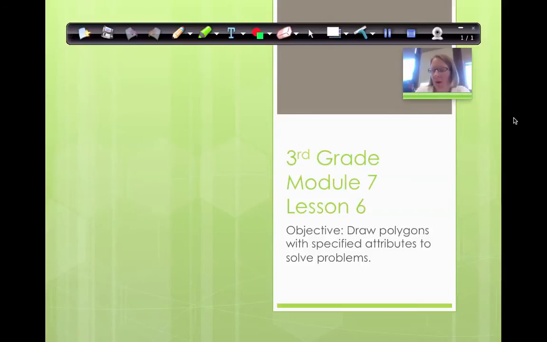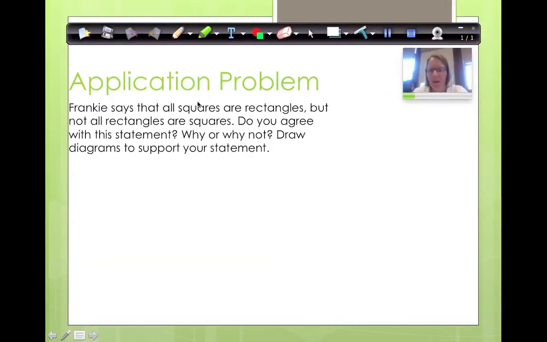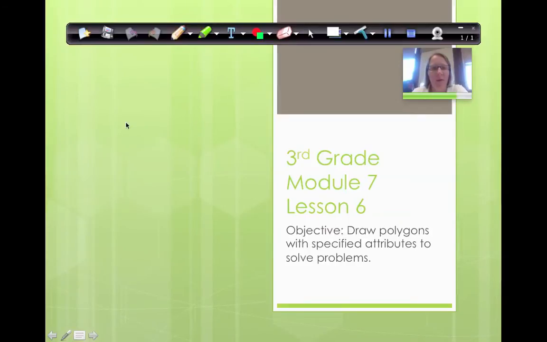We need to know what an attribute is. Let me find my pencil. And oops, that's why I want my pencil.